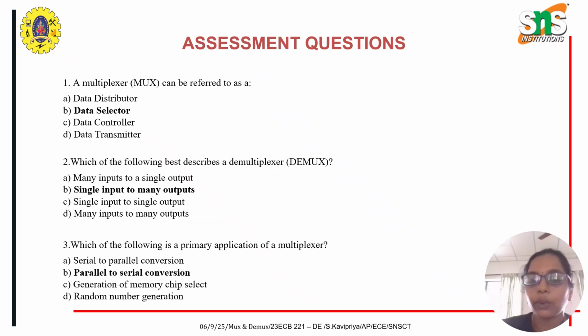And next, assessment questions. A multiplexer can be referred to as a data selector, and a demultiplexer as a data distributor. Which of the following best describes a demultiplexer? It is a single input to multiple outputs, many outputs. Which of the following is a primary application of the multiplexer? A multiplexer is a parallel to serial converter, so parallel to serial conversion is the primary application of the multiplexer.